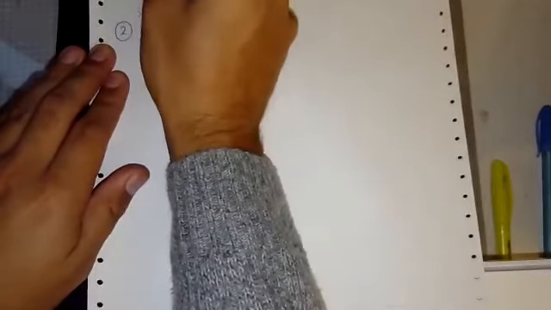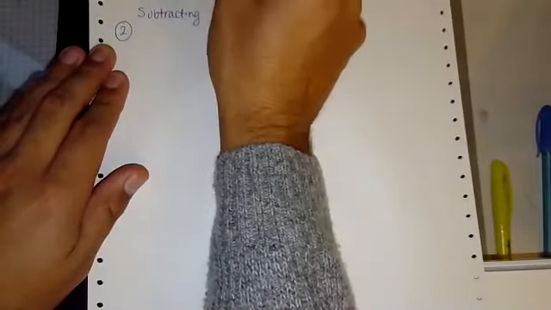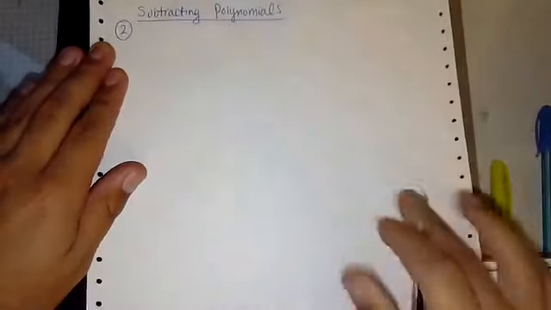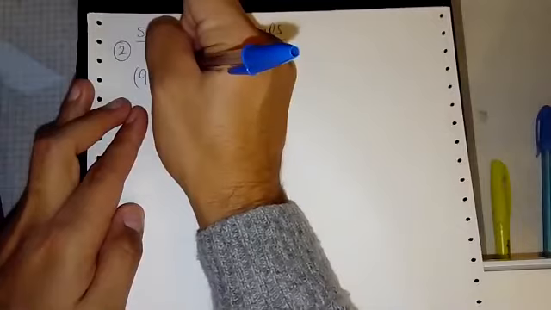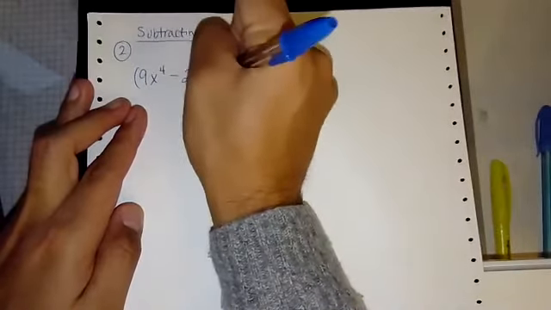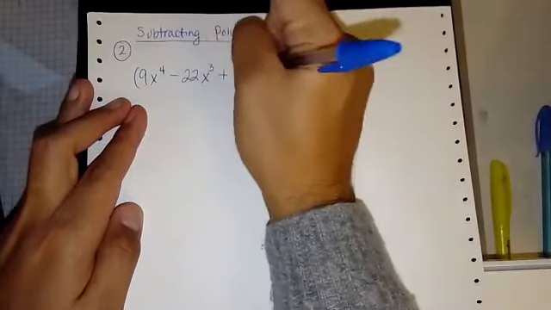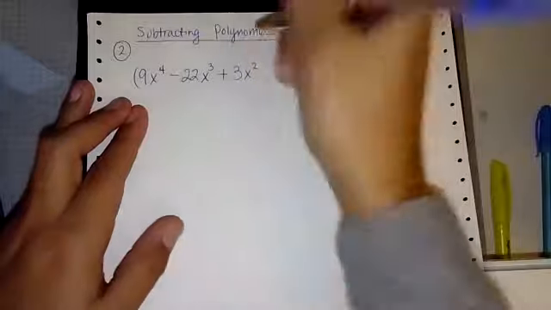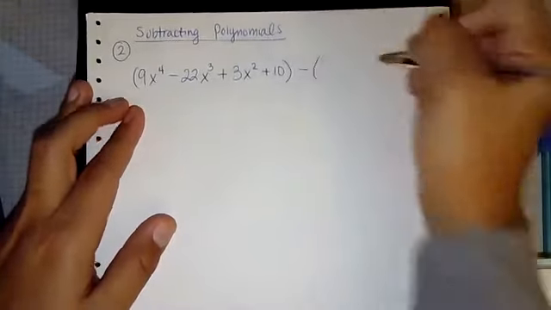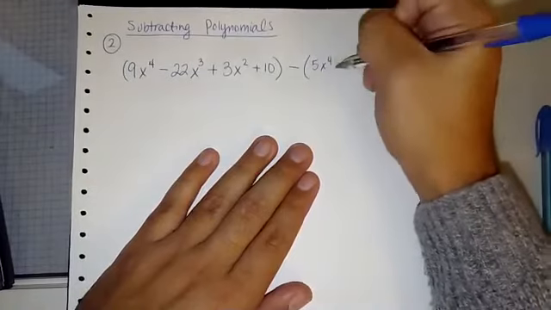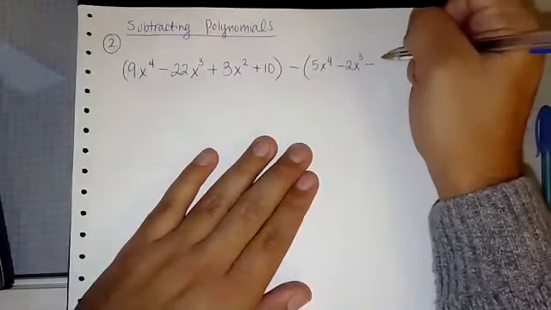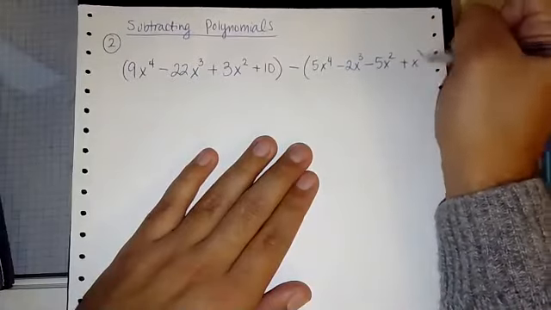Okay, let's do another example. 9x to the fourth power minus 22x to the third power plus 3x to the second power plus 10, minus 5x to the fourth power minus 2x to the third power minus 5x squared plus x.